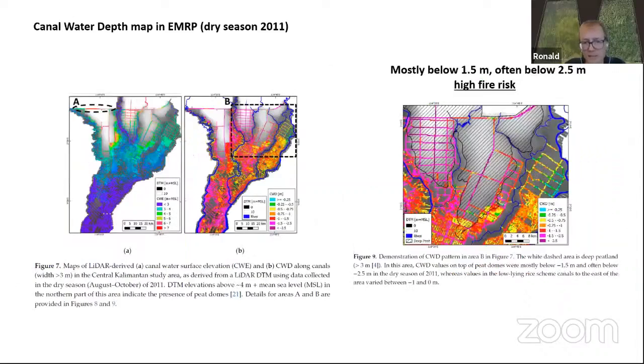We have applied this method on the full coverage LIDAR data set we have for the X-Mega Rise project area in 2011. And zooming in here on block A, we find that most of the canals in these drained peatlands were well below 1.5 meter, often below 2.5 meter, and this was in the dry season. And yeah, with these deep groundwater levels or water tables in canals, there is a very high fire risk.